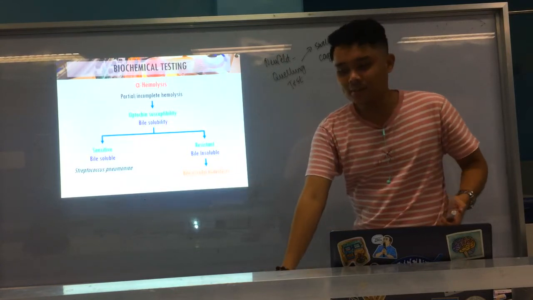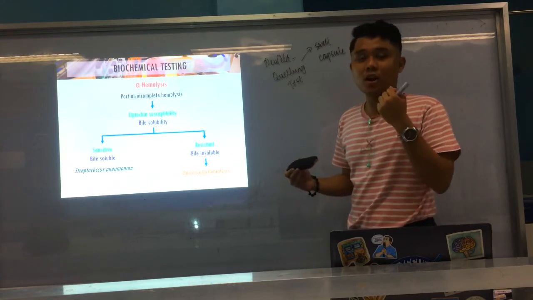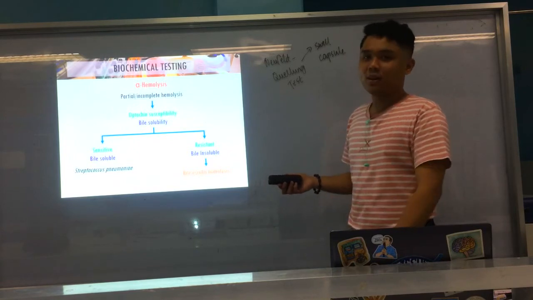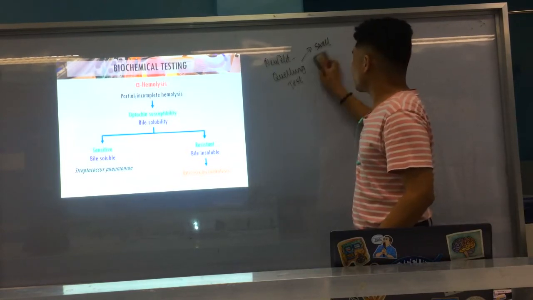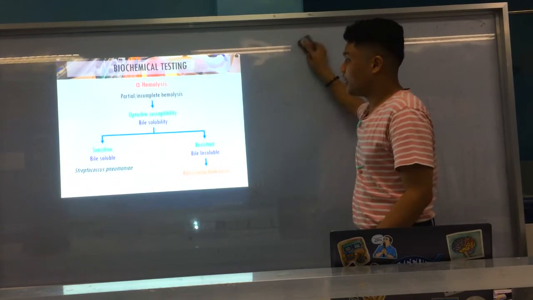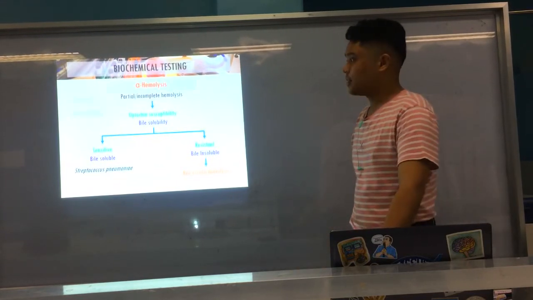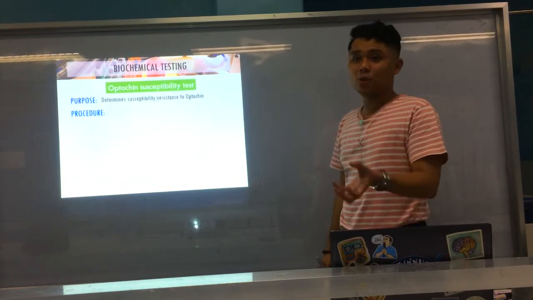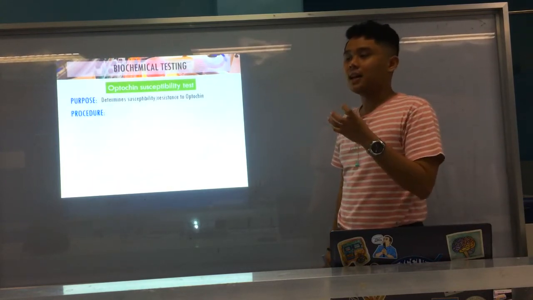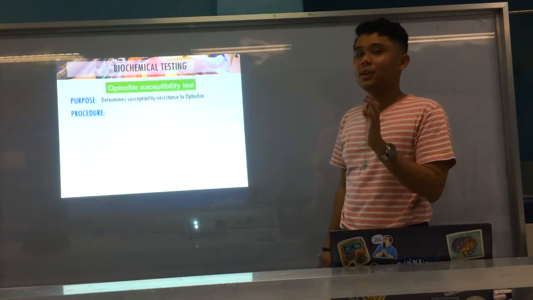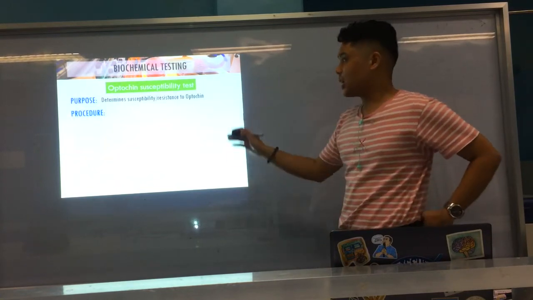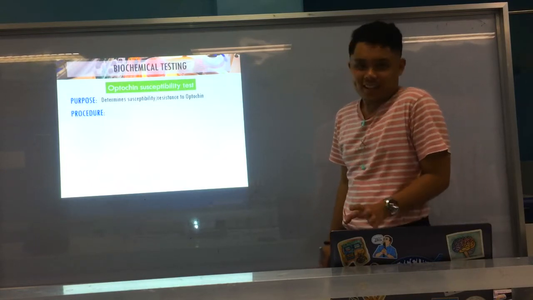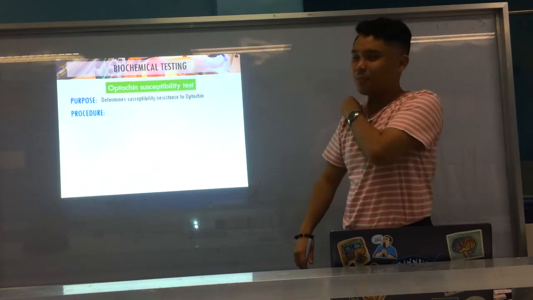As I mentioned, we want to identify the organisms as efficiently, cost-effectively, and quickly as possible. So again, the Optokine susceptibility and bile solubility tests. Your Optokine susceptibility test is still the same: it's an antimicrobial susceptibility test. You detect the susceptibility or resistance of the organism to this particular antibiotic, Optokine. Some people say Optochin, but I don't like that. I pronounce it Optokine.